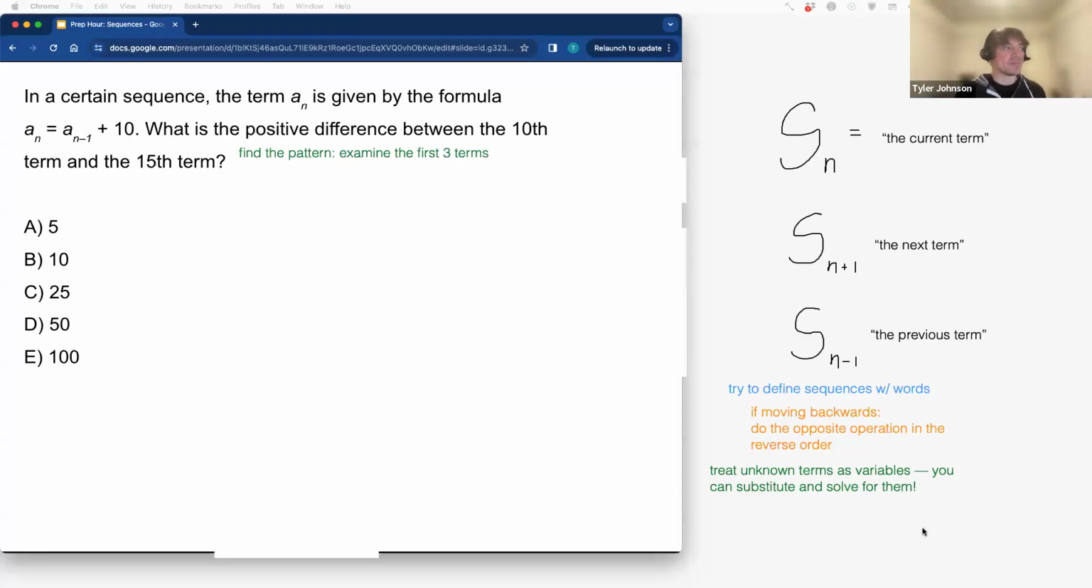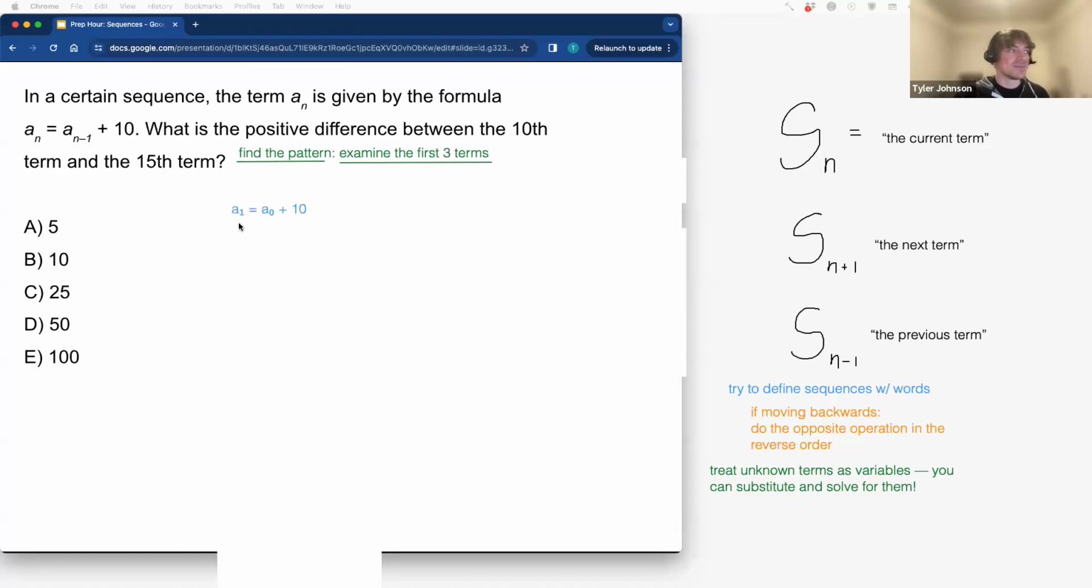So I'm trying to build up to the 15th term here. And doing that manually one term at a time would take too long to do efficiently on this test. So what you want to look for is some sort of pattern that can help you out and extrapolate to that 15th term. And when I'm looking for a pattern, what I like to do is just list out the first 3 terms and see if I can see a pattern developing there.